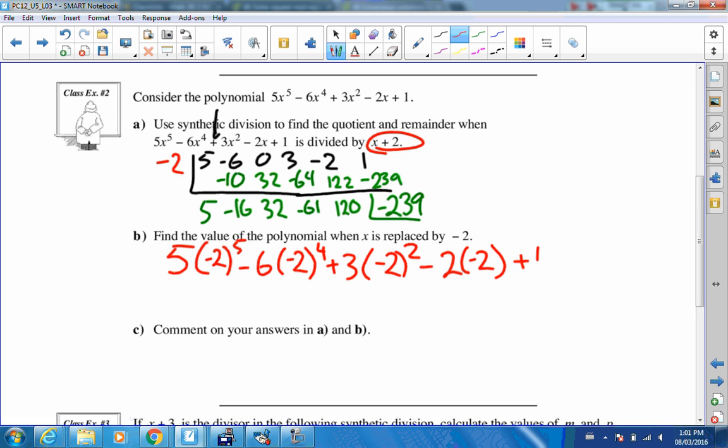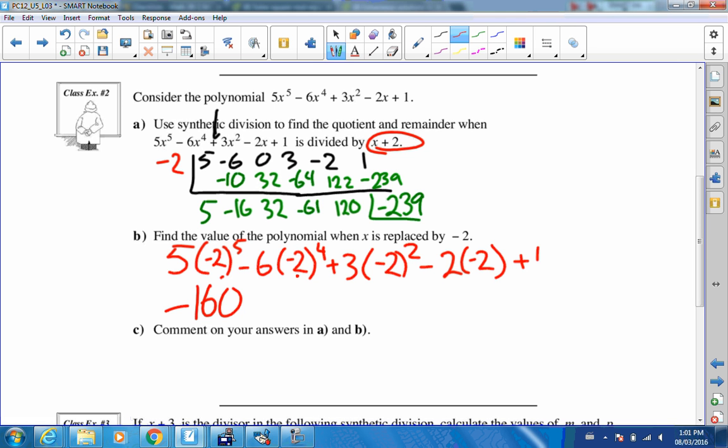Okay. 2 to the 5th, 32. Negative 32, because it's negative 2. Negative 2 to the 5th, negative 32. Times 5. Negative 160. I'm mostly sure of that one. We'll see what it turns to in the end, and I'll fix it if I need to.